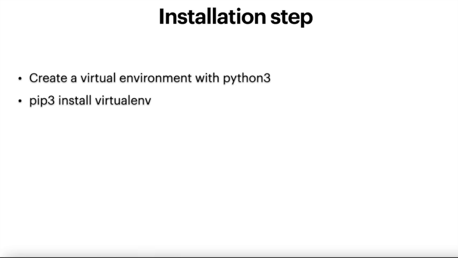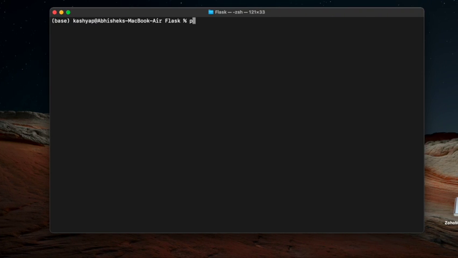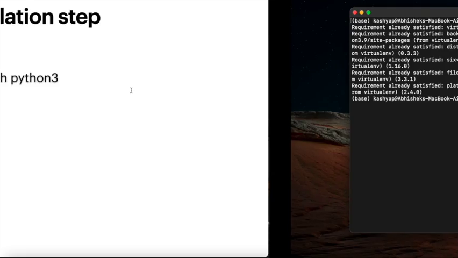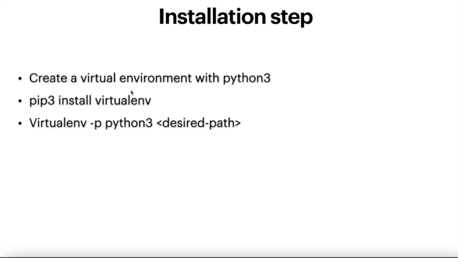How can you create one? First you have to install a package. You can do pip3 install virtualenv. So I can do it like this: pip3 install virtualenv. You can see that the requirement is already satisfied, because I have already installed these things on my machine previously.